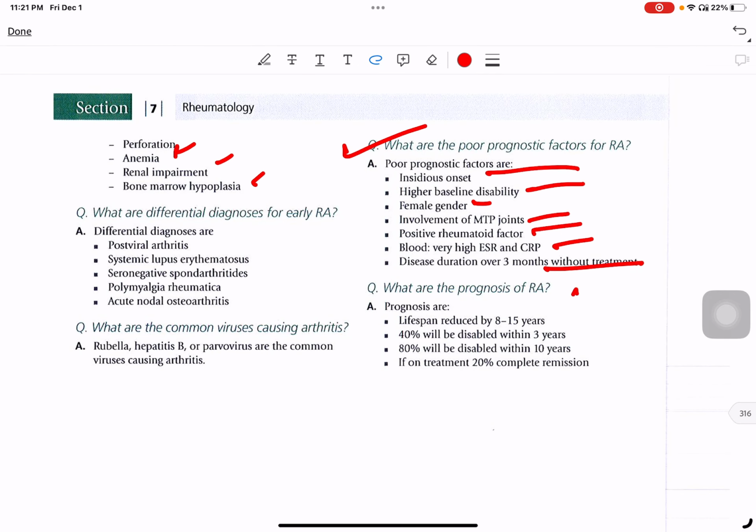What is the prognosis of rheumatoid arthritis? Lifespan is reduced by 8 to 15 years. 40% will be disabled within 3 years. 80% will be disabled within 10 years. If no treatment, 20% will have complete remission.